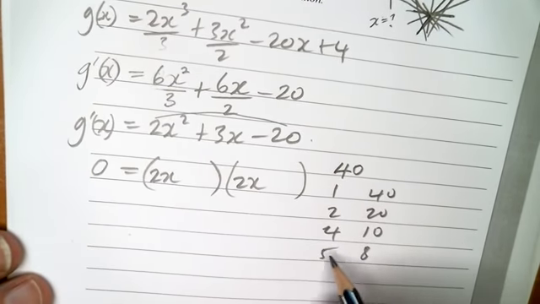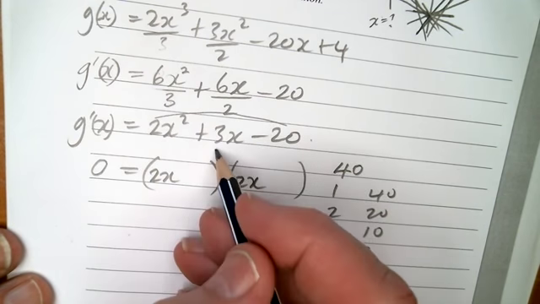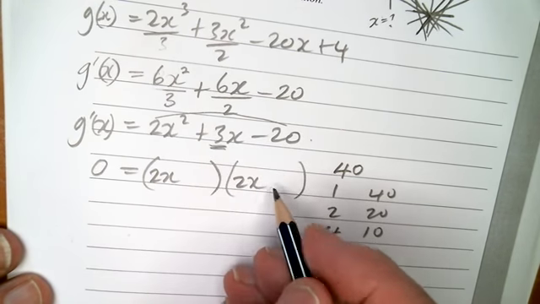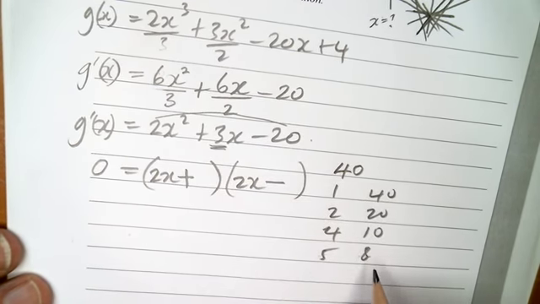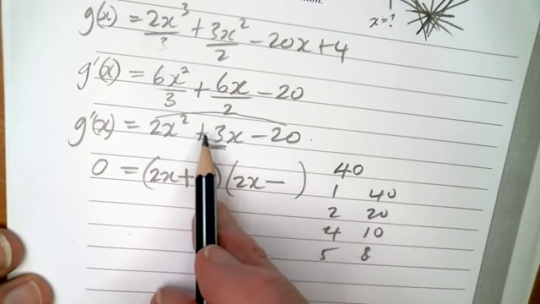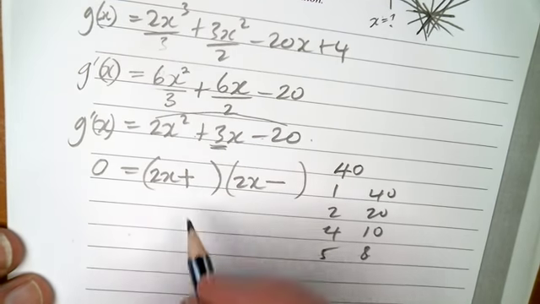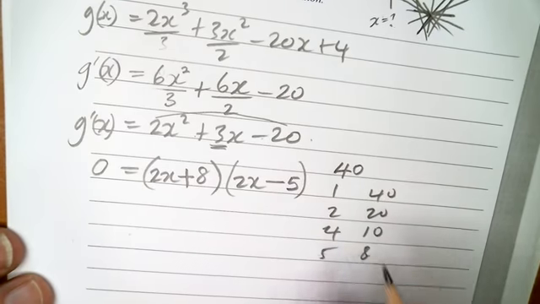5 and 8, well, 5 minus 8 or 8 minus 5 in some order will give me a 3. Now, the signs are different. The biggest one's going to be positive. Which is the biggest number? Oh, it's 8. 8 goes next to the positive. 5 goes next to the negative.